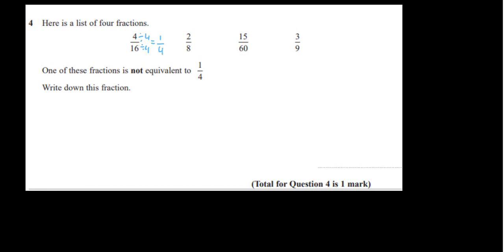2 and 8 both come in the 2 times table, so I'm going to divide by 2. This is called simplifying a fraction. And that gives me 1 over 4. 15 and 60 both come in the 15 times table, so I divide both of them by 15. So that is also 1 over 4. And 3 and 9 come in the 3 times table, so divide by 3.